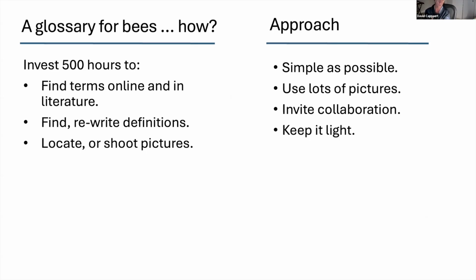Sometimes you can find a bee reference. Sometimes you have to find the Webster's reference. It's like, how does that fit when you're talking about bees? So I would find and then rewrite definitions to make them fit with bees, and either find pictures that people would let me use, or shoot pictures where I needed to shoot them to illuminate the term that I'm trying to define. And my approach is to be as simple as possible, to use lots of pictures, to invite collaborators anytime I can, and I'm inviting anyone here to be in that group, and also to keep it light.